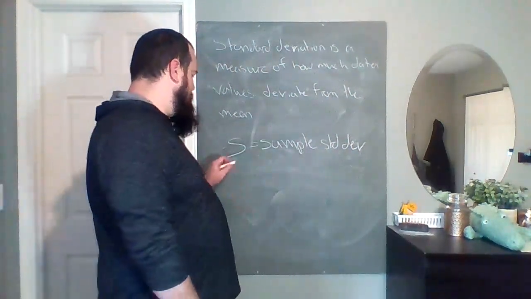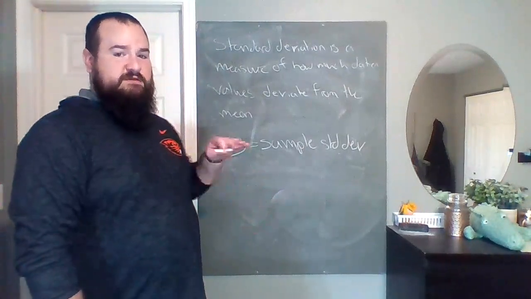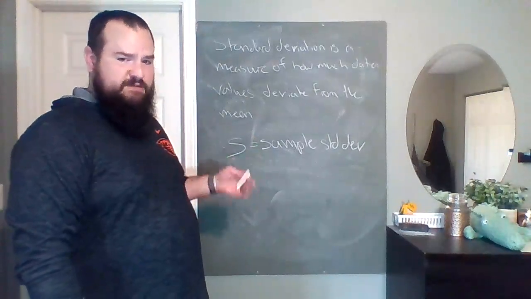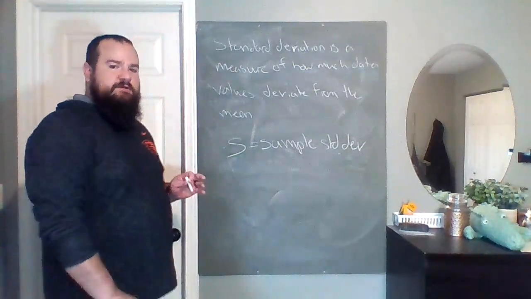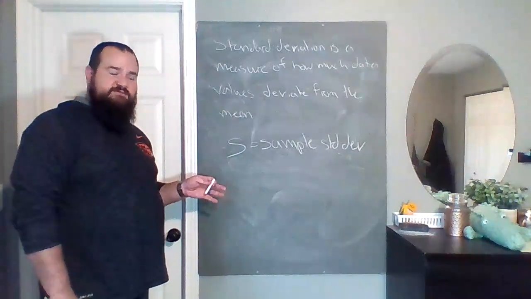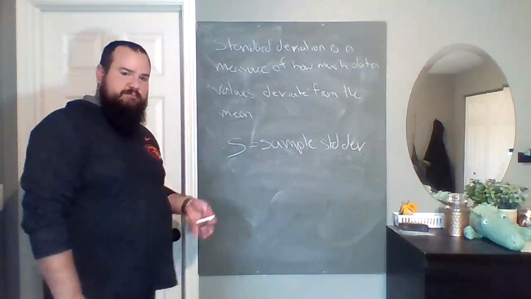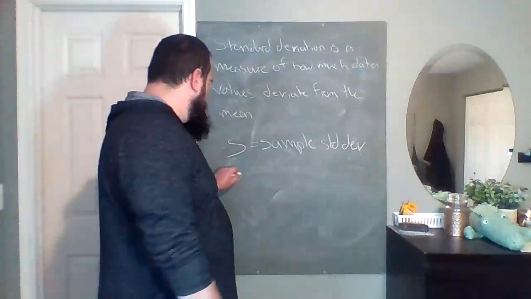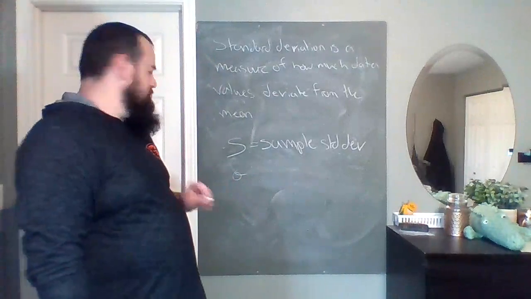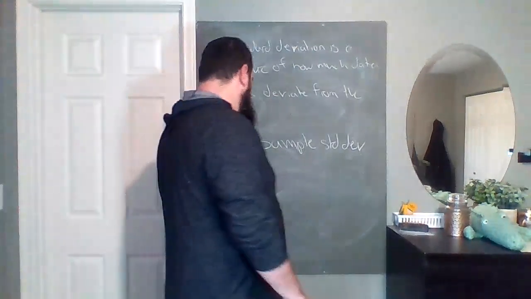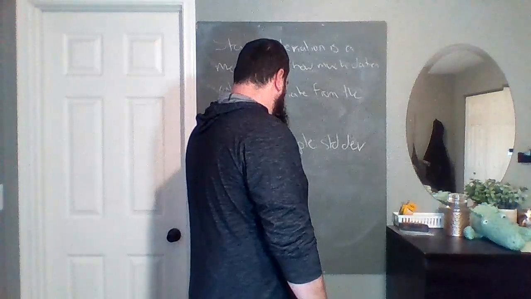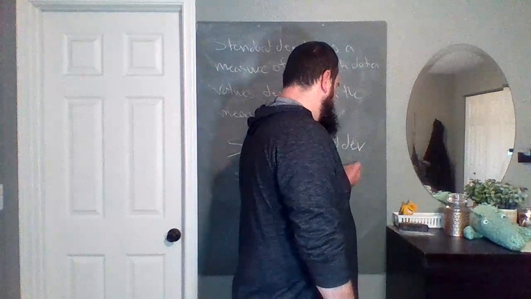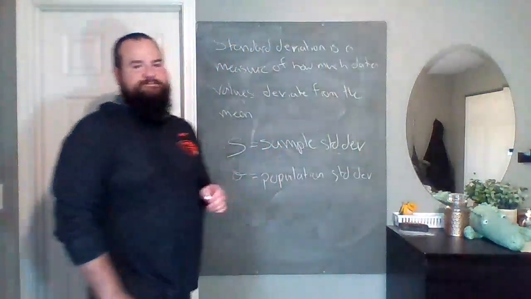Okay? And now, just like with mean, where the sample was normal letters, the population was a Greek letter, same is going to be true here. The Greek letter that we use to represent standard deviation, okay, is sigma. Now you're like, wait, we talked about sigma earlier, right? Uppercase, lowercase Greek letters. Sigma, that is the population standard deviation. Okay?